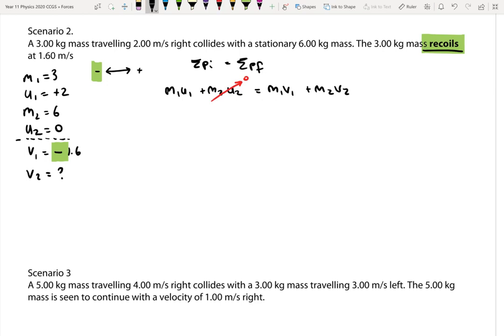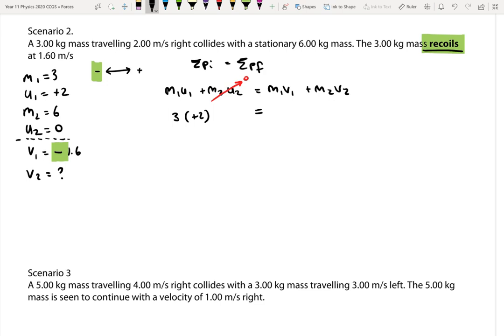Conveniently, the total momentum at the start is solely from M1, so that's going to be 3 by plus 2. That means we have a total momentum of 6 kilogram meters per second. And so afterwards, the total momentum of cart 1 plus cart 2 must also be 6. This is just a fundamental conservation law of nature. Let's throw in our values.